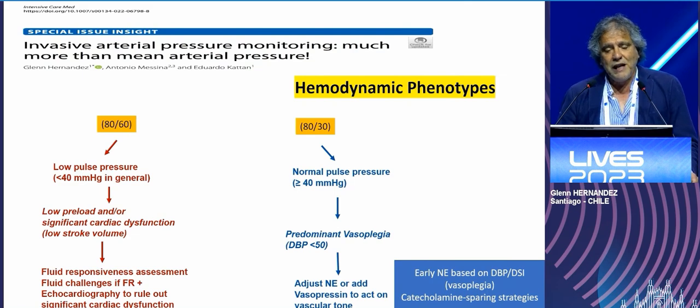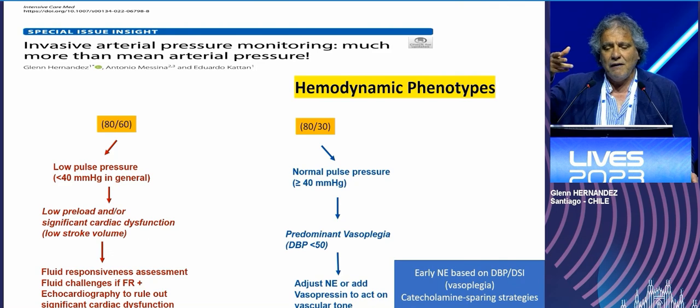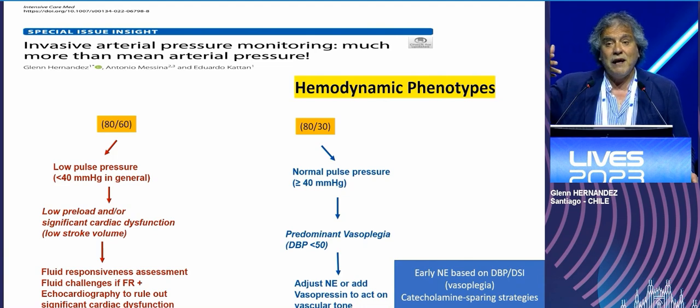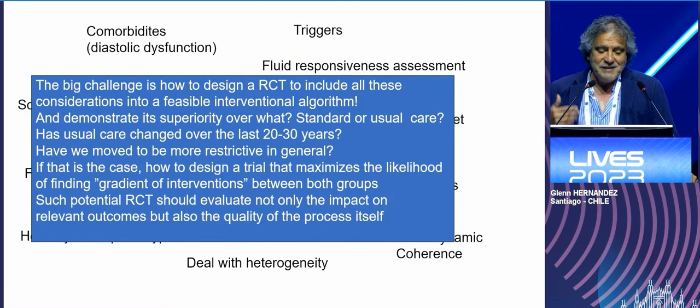considering the hemodynamic phenotypes. If you randomize patients to include in a trial, for example, liberal versus restrictive, and you do not consider that some patients have profound vasoplegia, and they are, for example, assigned to the liberal arm, then you will give a lot of fluids, and before you realize, the MAP will not increase because the problem is vasoplegia. So this is also a challenge.